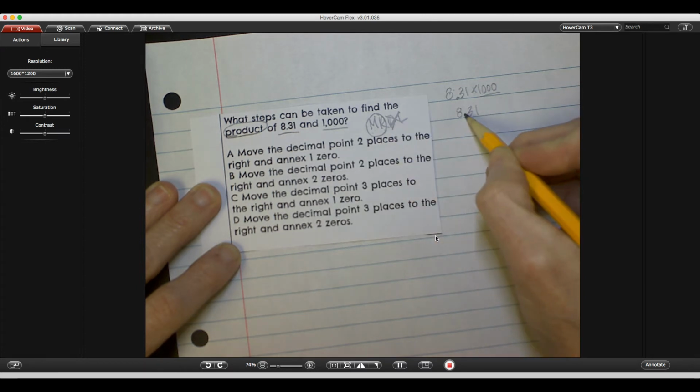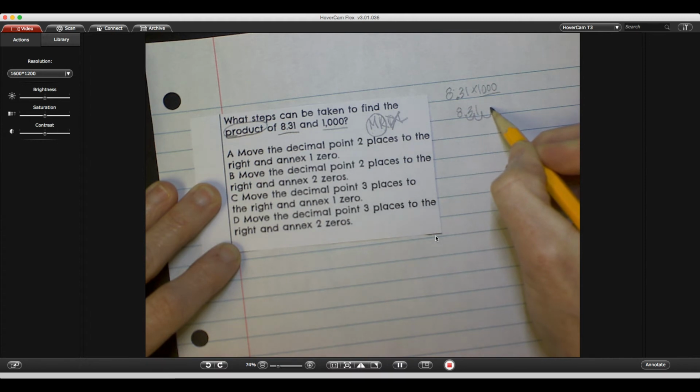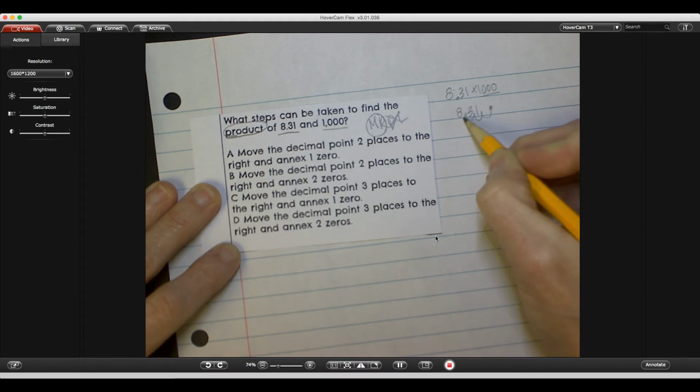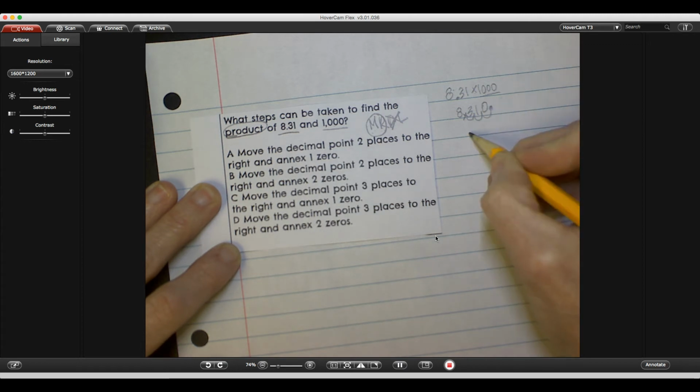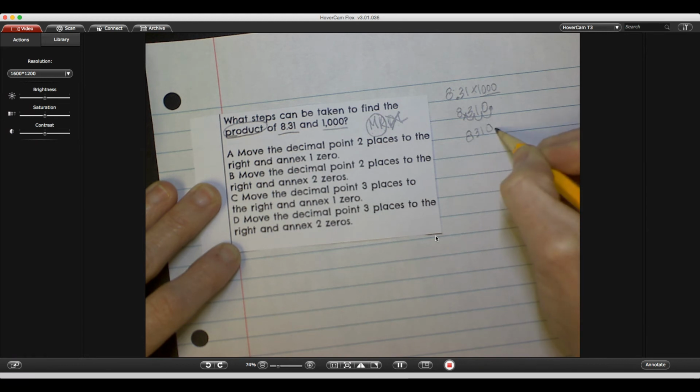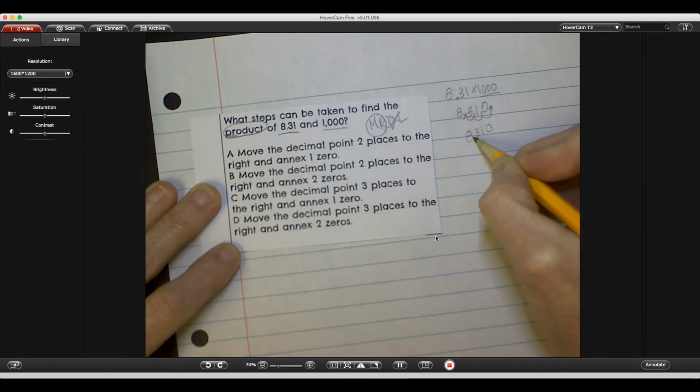right. So 1, 2, 3, one jump around each digit, new decimal, old decimal, and annex or add 1 zero. So I get 8, 3, 1, 0. Decimal's at the end, so it's a whole number. I don't really need it.